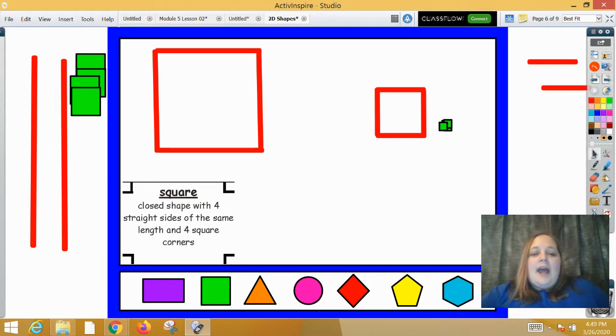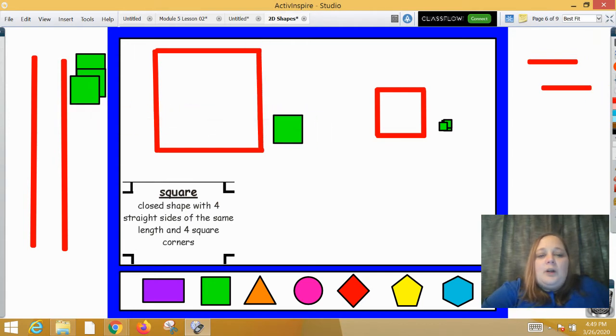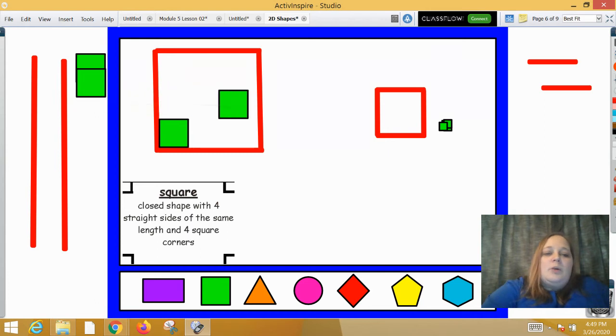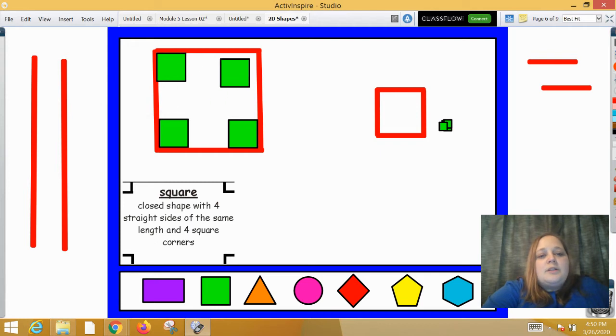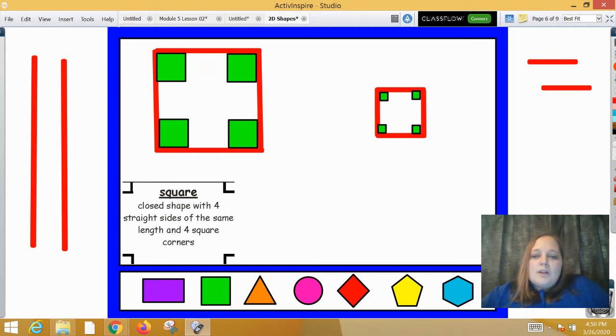I had my square. Now, a square is a closed shape with 4 straight sides of the same length and 4 square corners. So this is the same length as this is the same length. But do they have square corners? Let's test it out. 1 square corner, 2 square corners, 3 square corners, 4 square corners. How about this one? 1 square corner, 2 square corners, 3 square corners, and let's try that last one. Oh, he wants to be difficult. There we go. 4 square corners.